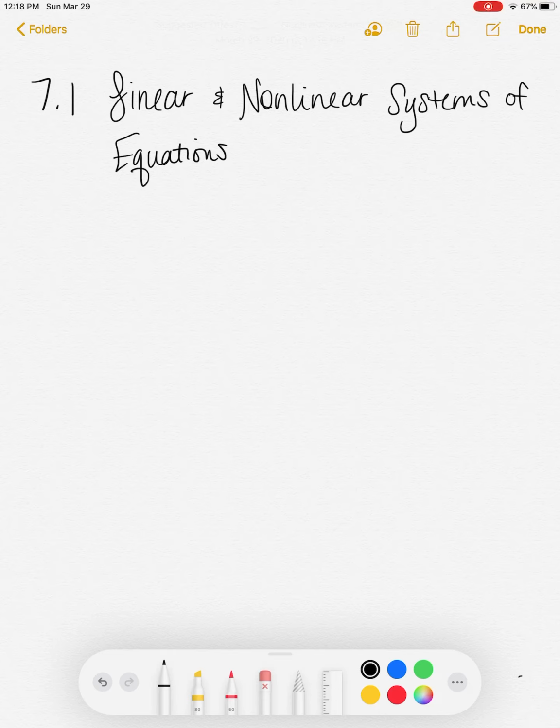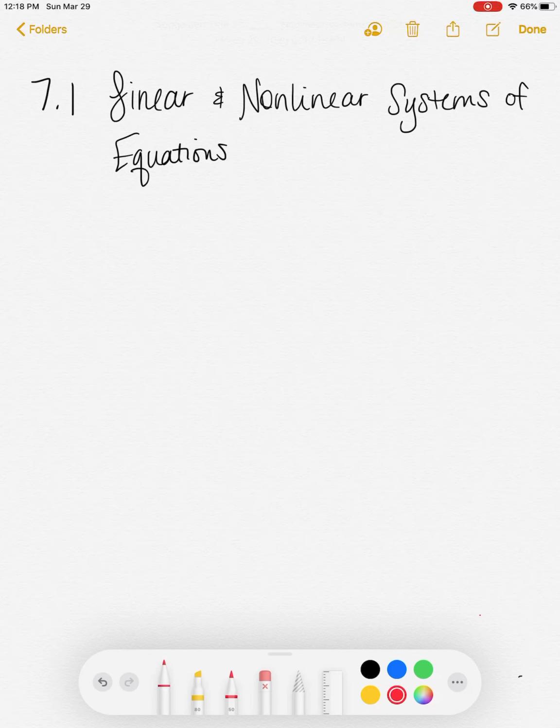It's a grouping of equations. We can have two or more. In this section, we're only going to work with two equations. So the thing to note is that if you have two equations, you can have two variables and you can solve for a finite solution, meaning a numerical point. So let's start with an example.